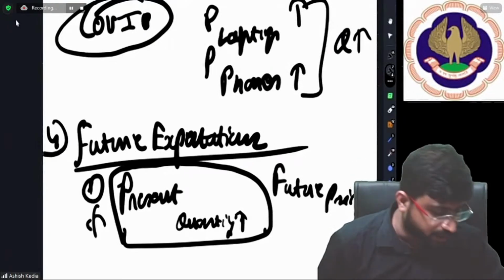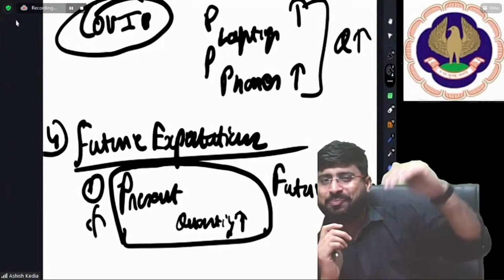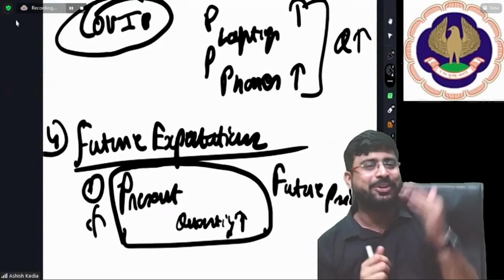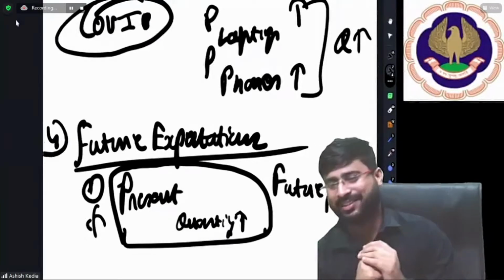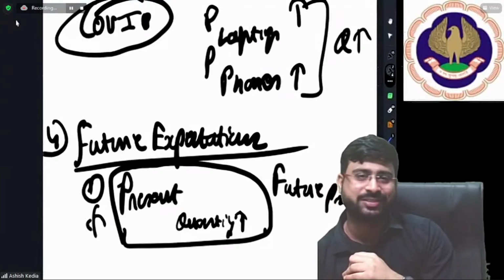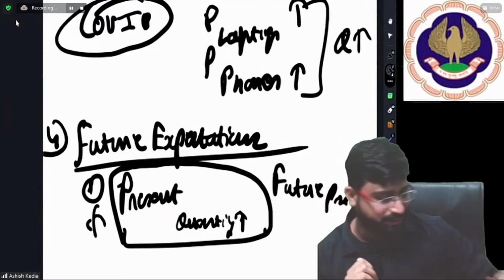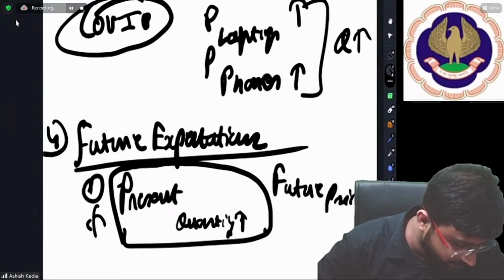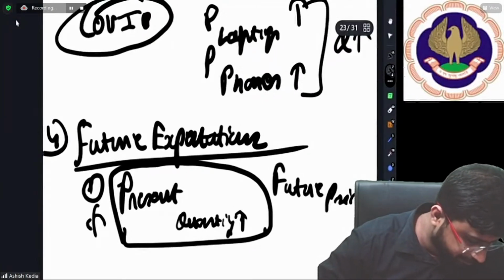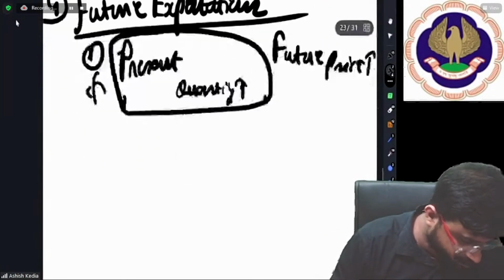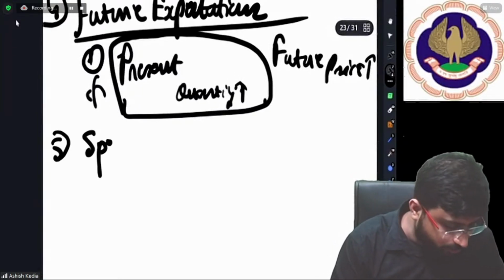That is future expectations. Here, what you are noticing, guys, are you noticing this? That when price is rising, quantity is not falling. When price is rising, quantity demanded is also rising. It's not falling. If you look carefully, you'll notice this. That's why we are studying it under exceptions, abnormalities.